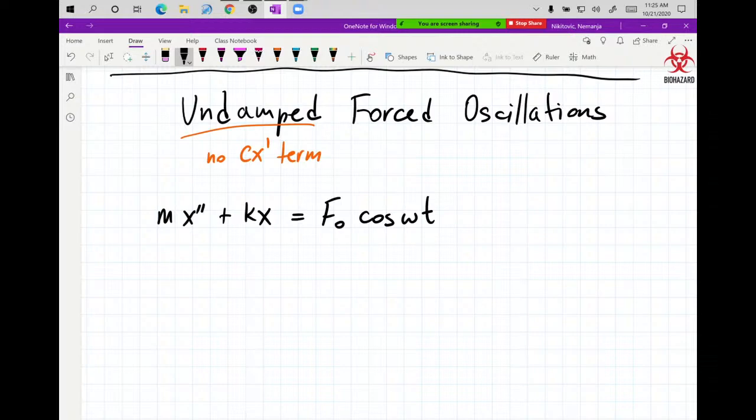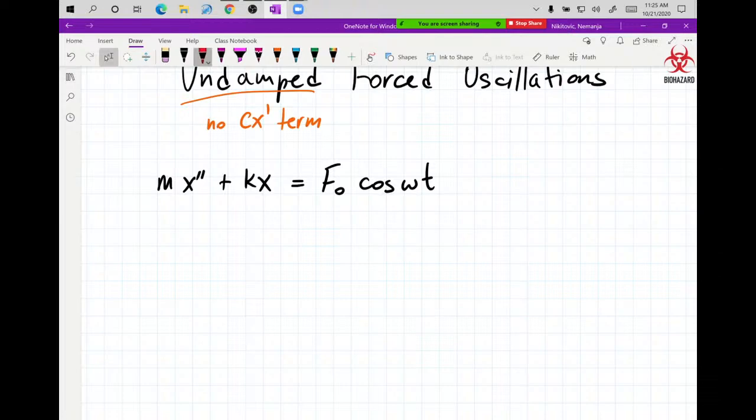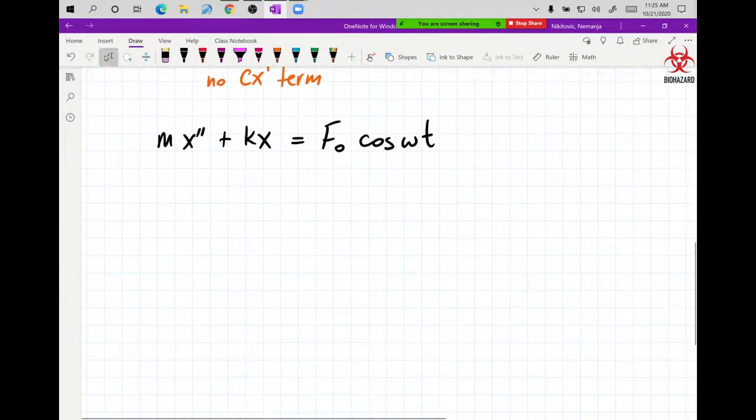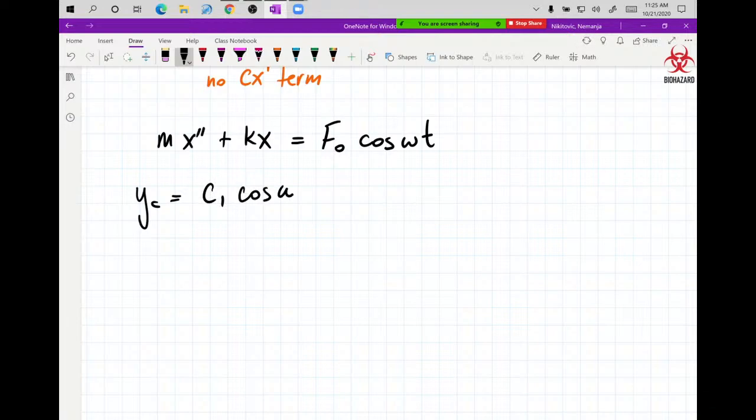All right, so now, what did we learn last time? Last time we learned that the solution for the homogeneous case, when this is 0, is y complementary, which was some kind of a C1 cosine omega 0 t plus C2 sine omega 0 t. And omega 0, if you remember, was the square root of k over m.